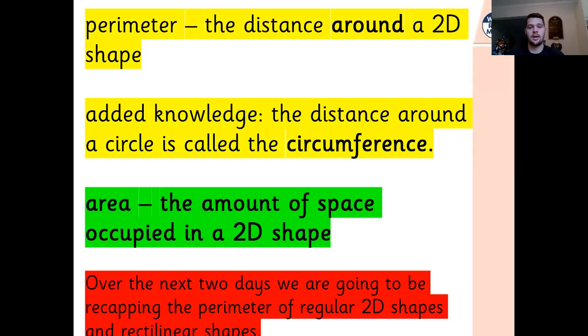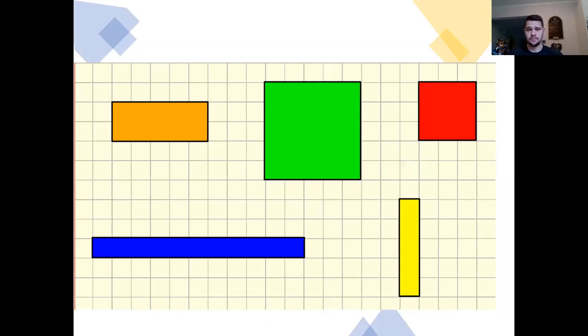Over the next 2 days, we're going to be recapping the perimeter of regular 2D shapes and rectilinear shapes. So we have got a series of squares and rectangles here. I've put it on a nice bit of squared paper for you so it makes it a bit easier to calculate. The main step for regular shapes is to firstly make sure we're just counting each square as a centimetre.